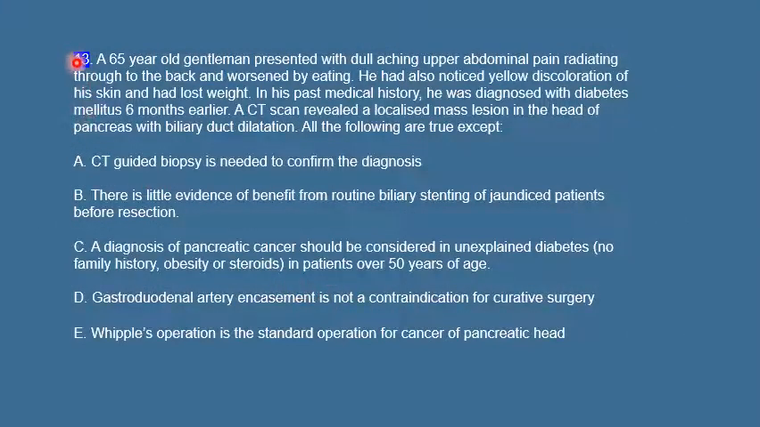Okay, this is a case scenario. Question number 13. A 65-year-old gentleman presented with a dull aching upper abdominal pain radiating through to the back and worsened by eating. He also noticed yellow discoloration of his skin and has lost weight. In his past medical history, he was diagnosed with diabetes mellitus 6 months earlier. A CT scan revealed a localized mass lesion in the head of the pancreas with biliary duct dilatation.